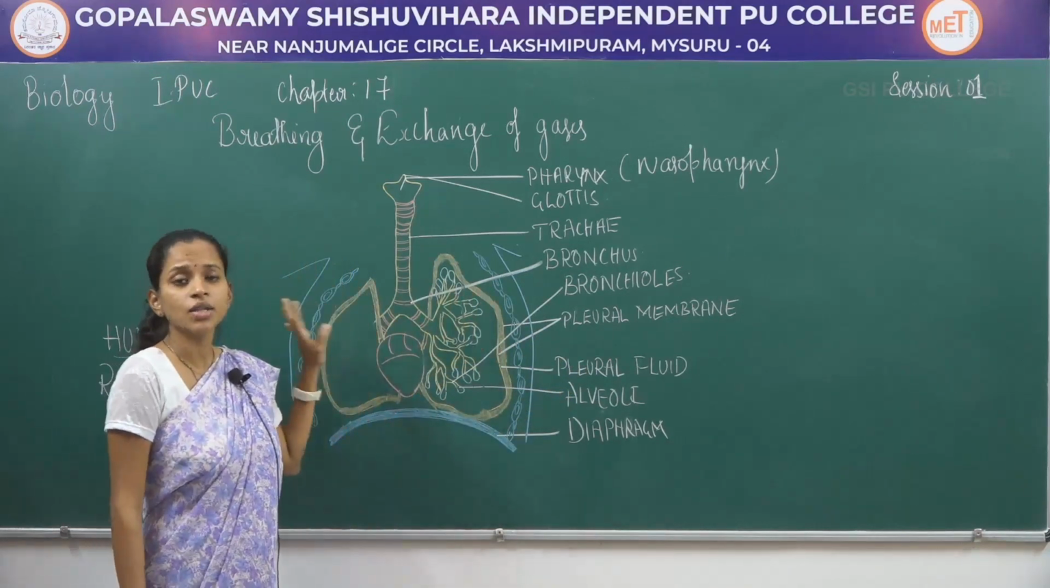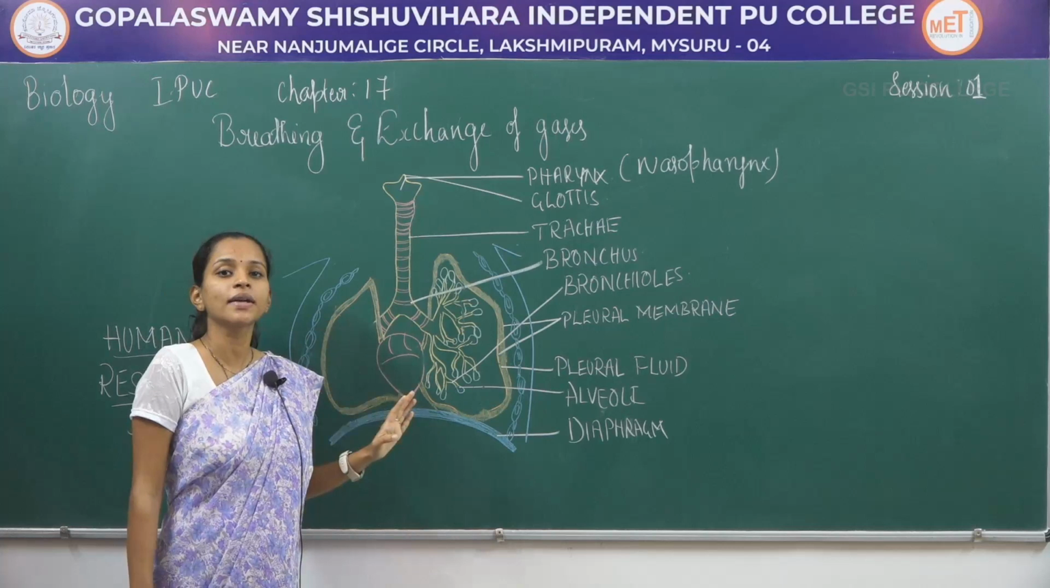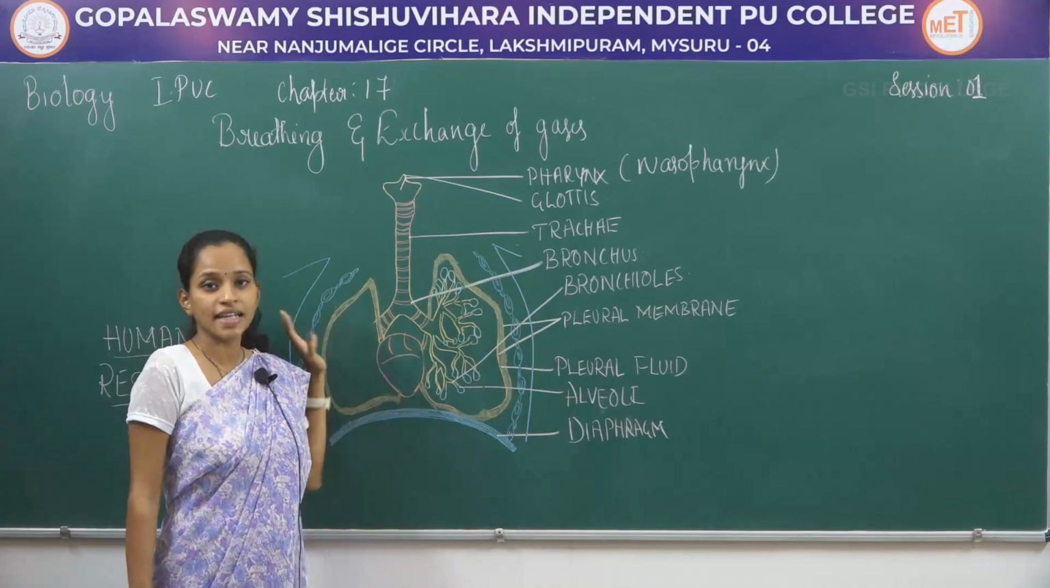Lungs in the thoracic cavity are protected by 4 different regions.